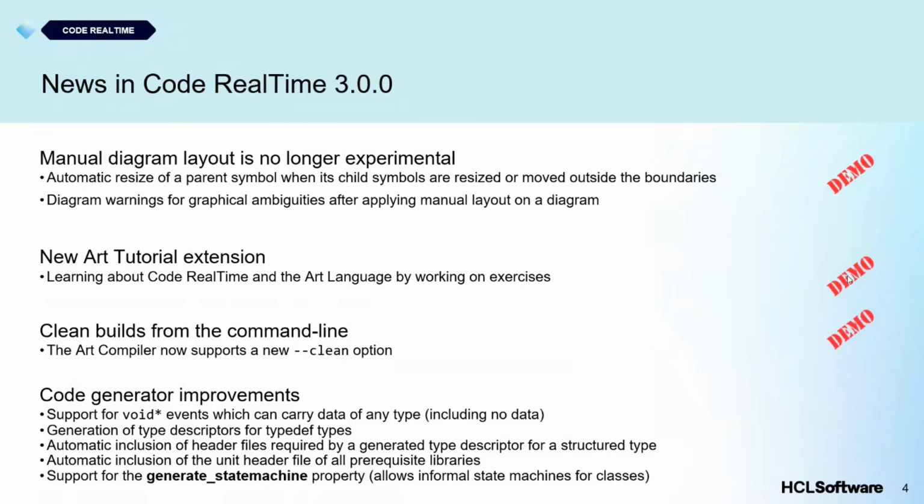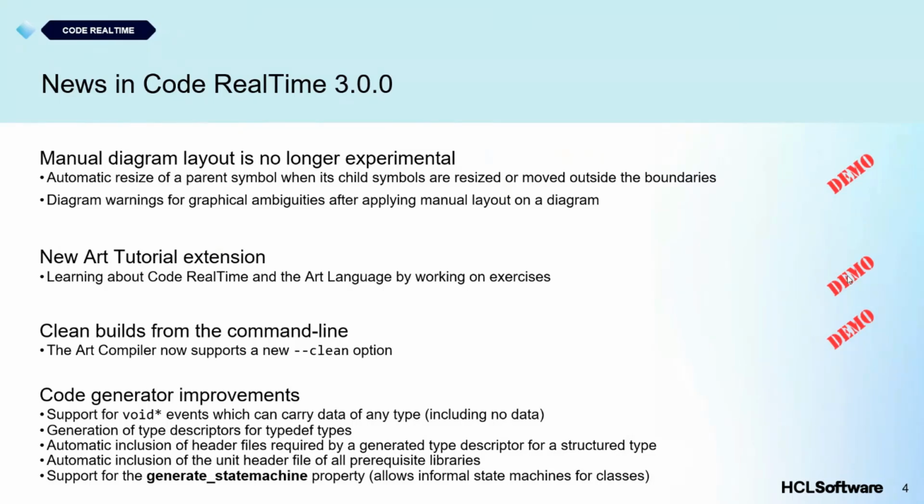Then there is a new extension that you can download from the marketplaces, which helps you learn Code Real-Time and the ART language by working on exercises. So it's like an enablement kind of extension. And we've also improved the command line ART compiler so that it has a new clean option, which makes it possible to do a clean build from the command line. Previously, this was missing, and it was only possible to do clean builds from the UI.